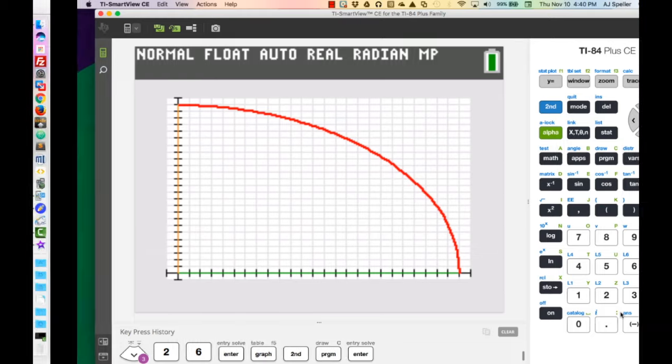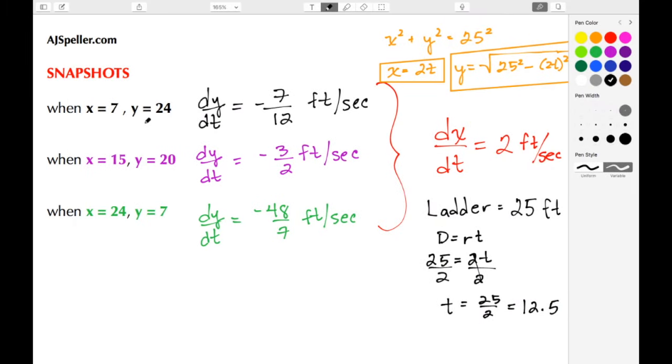Next, we want to verify each one of these results. To do that, we first need to figure out the times at which the bottom of the ladder is 7 feet from the wall, 15 feet from the wall, and 24 feet from the wall. We're going to use one of the distance formulas again, sticking with distance is equal to the rate times the time. When we're dealing with x equals 7, the distance is going to be 7. The rate is still going to be 2.